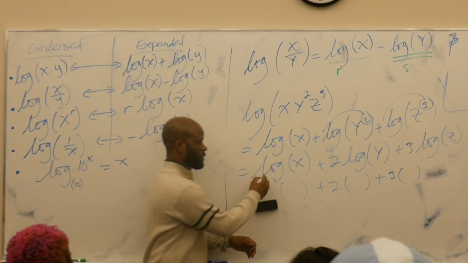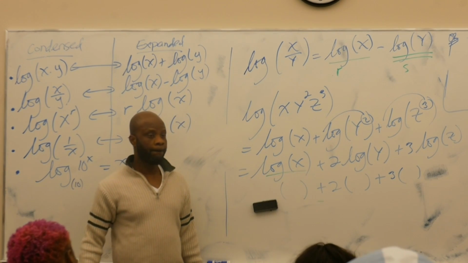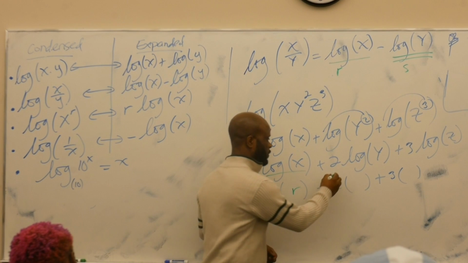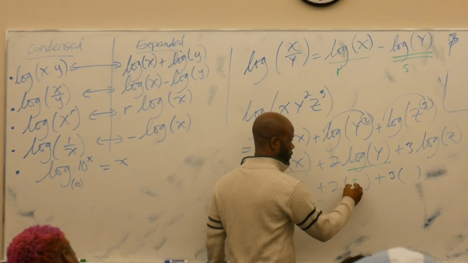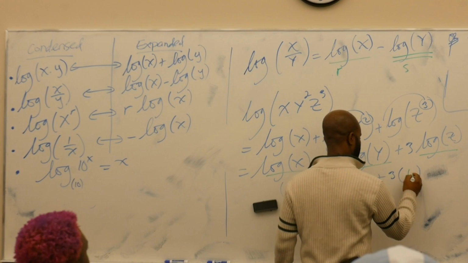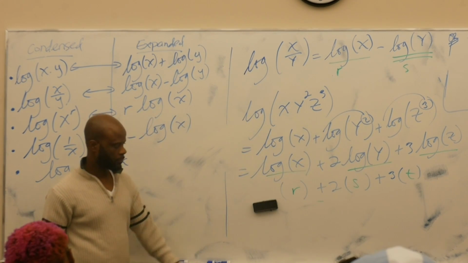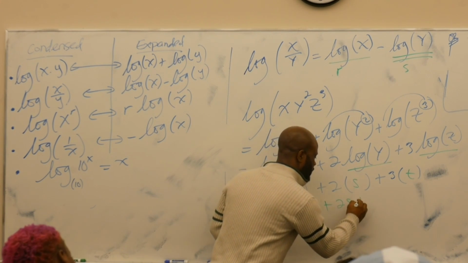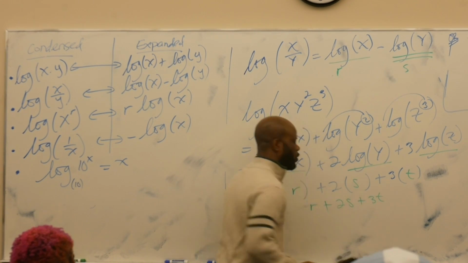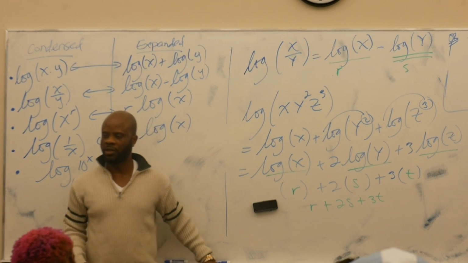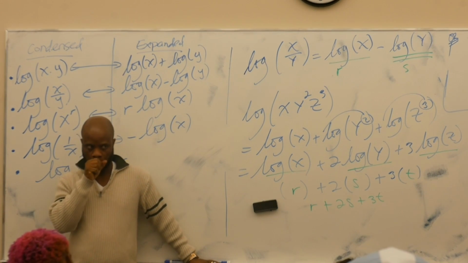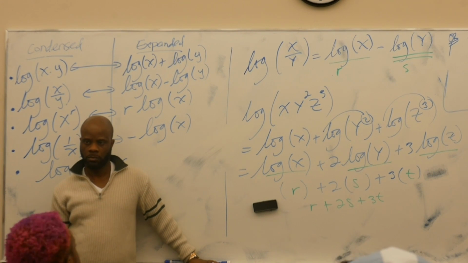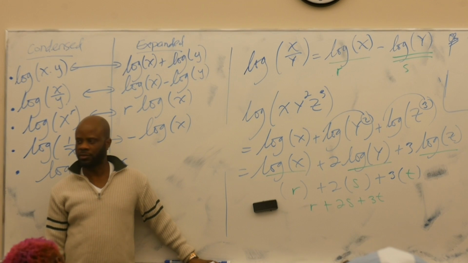So what's the value of the log of X? R plus the log of Y plus the log of Z. So R plus 2S plus 3T. What does R plus 2S plus 3T equal? That. Because they're not like terms. You can't combine them.